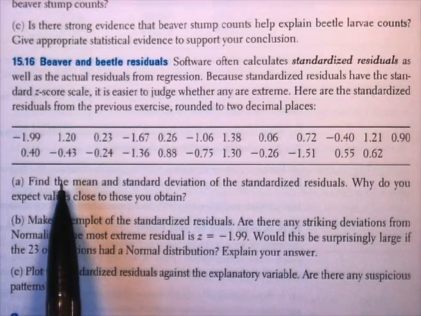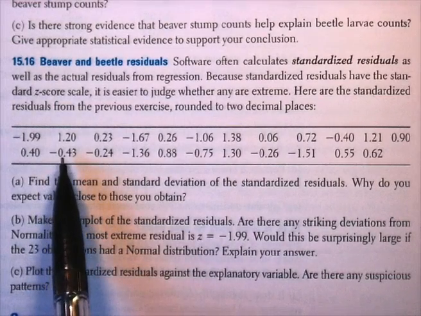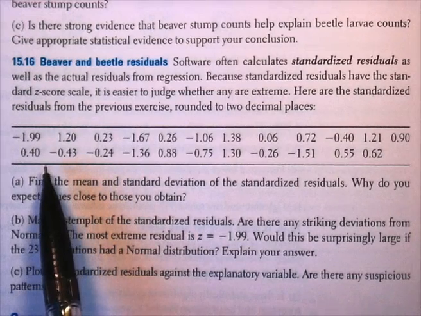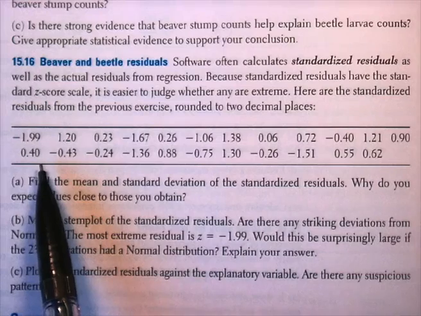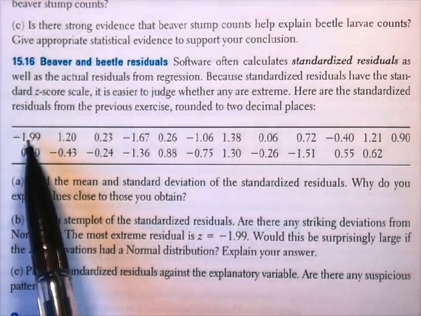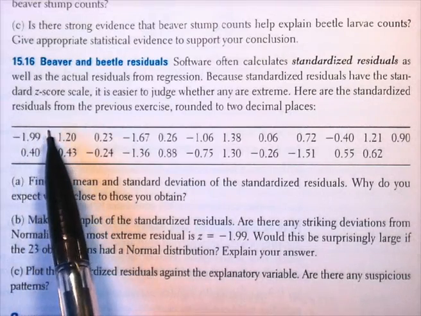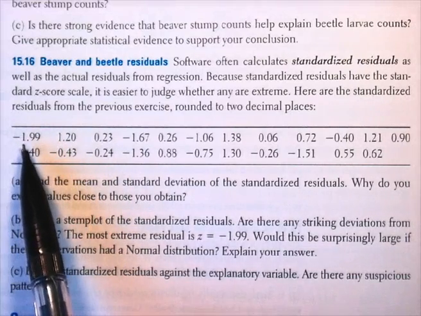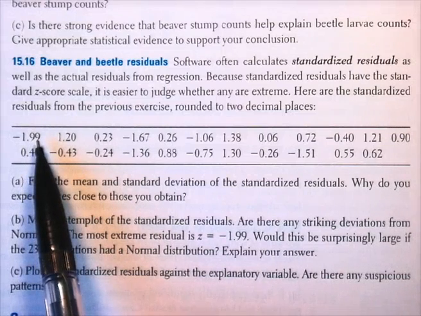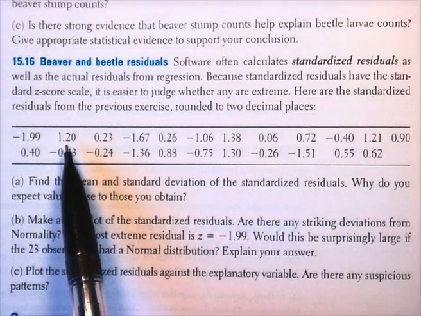So first thing, what we are looking at here, these are the residuals for the 23 observations, but they've been standardized. So for each residual, we have subtracted the mean and divided by the standard deviation. So remember what standardizing means. We've made z-scores. So this first residual is negative 1.99. So that's 1.99 standard deviations below the mean. The second residual is 1.2 standard deviations above the mean.